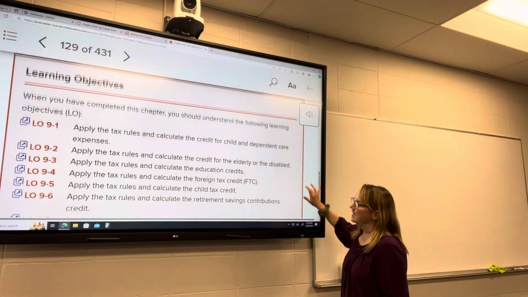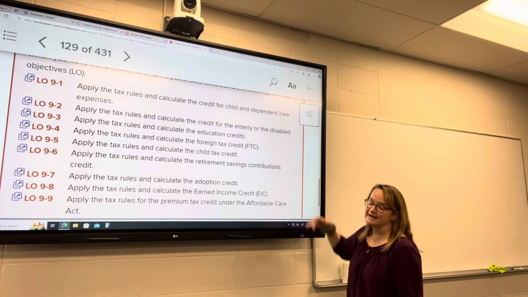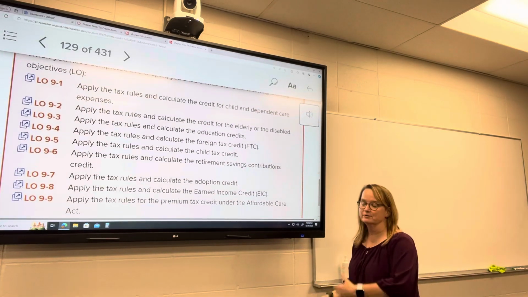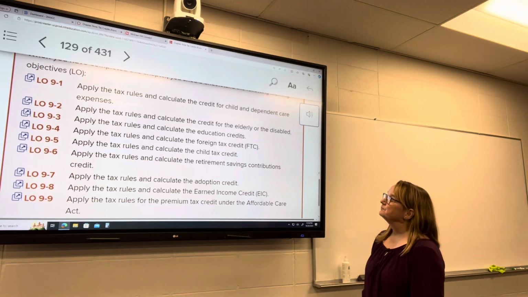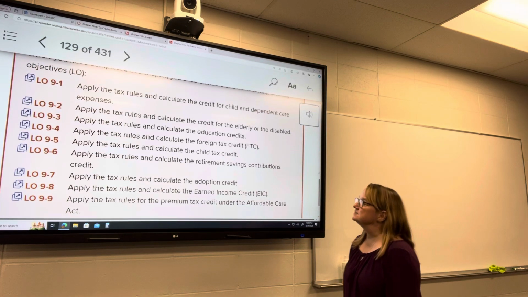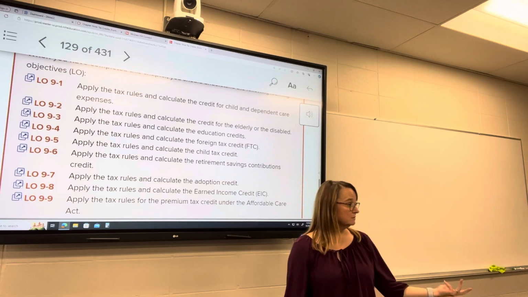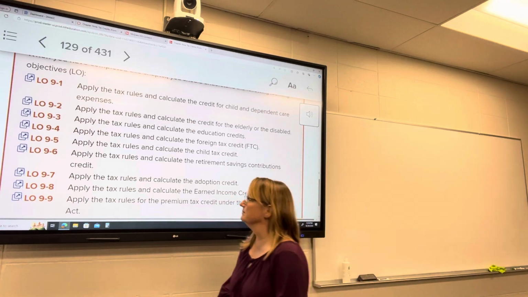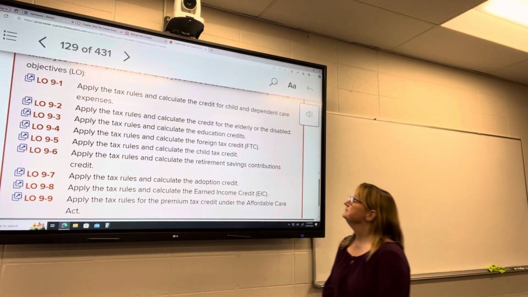Now you can see we've got a lot of learning objectives here. We've got 9. That last chapter only had 4, so we're making up for it here with 9. But some of these you'll be familiar with, so you may have a point of reference for some of them.